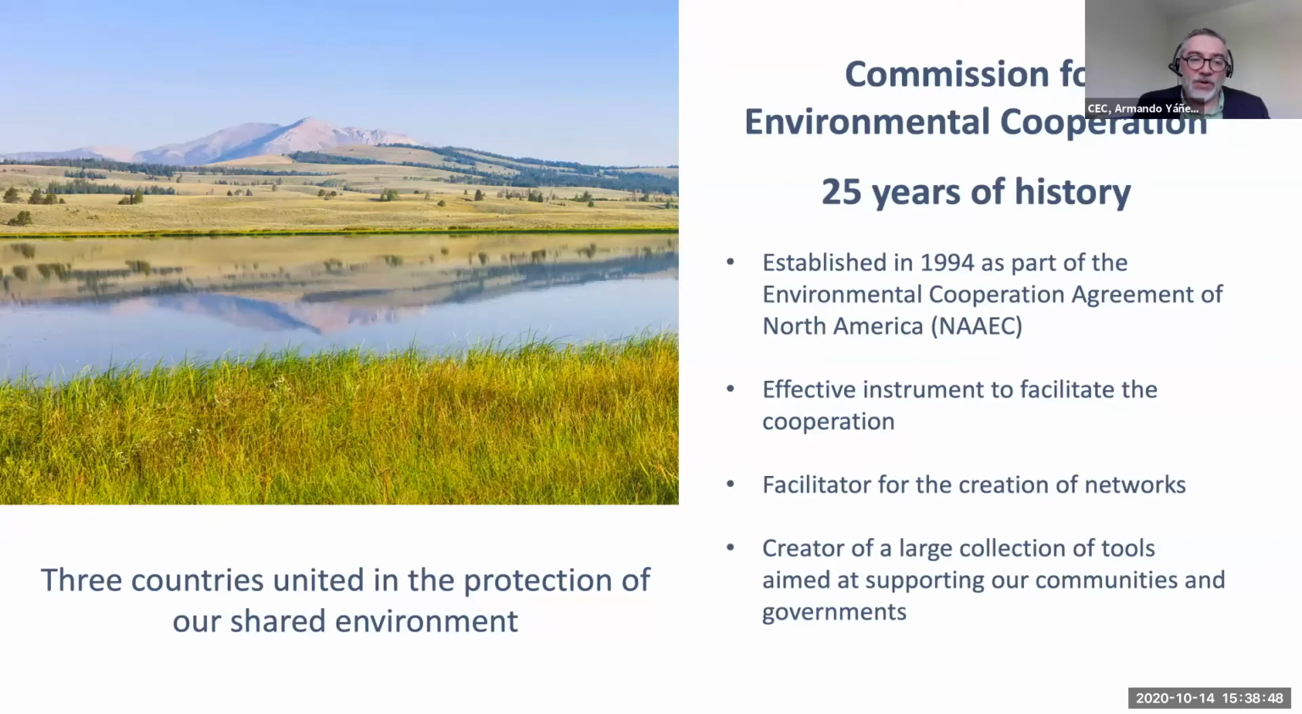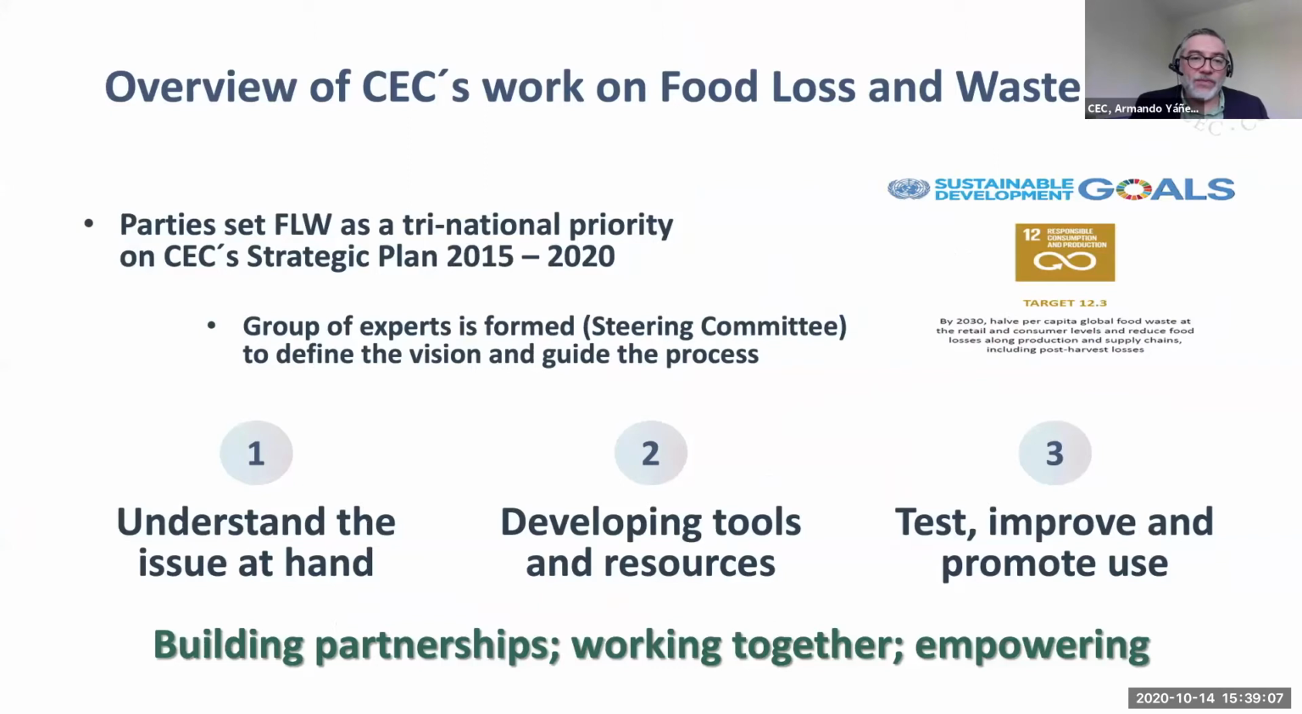But in general, all environmental concerns that are common to the three countries, we try to give a hand and create a series of tools to support the communities and governments of the countries to face these problems. The work of the Commission on food loss and waste started in 2015, when the countries made food loss and waste a trinational priority on its strategic plan, which is of course consistent with the Sustainable Development Goals of the UN.